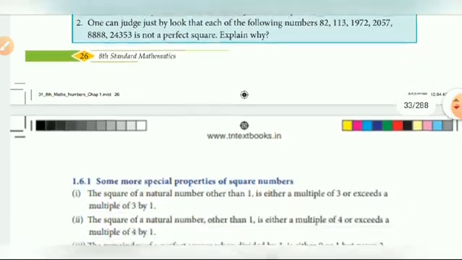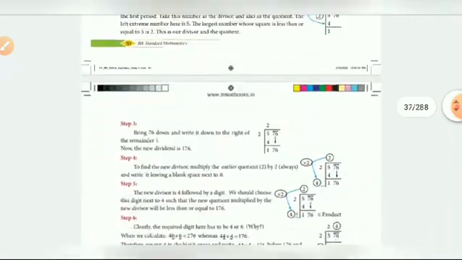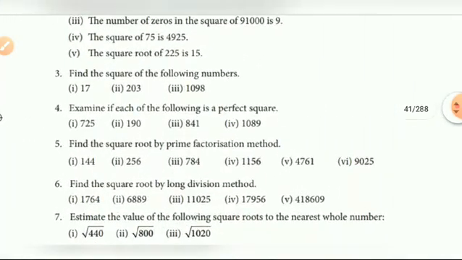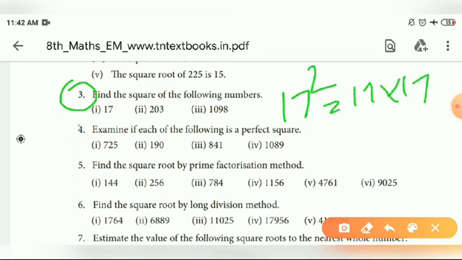And next you get the homework session. Homework is in exercise 1.4, a very, very easy homework. Find the square of the following numbers. Just very, very simple questions. 17 means 17 square, 17 into 17, that's all. 203 means 203 square, 203 into 203, that's all. Very, very easy homework. And the fourth question is also homework.